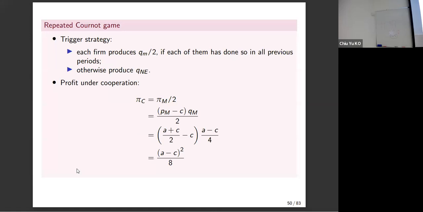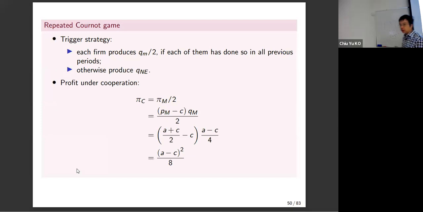The monopoly quantity is 1/2, half of A minus C. If you split, everyone produces a quarter of A minus C. And the Cournot case is 1/3 for each one. So you just reduce production.